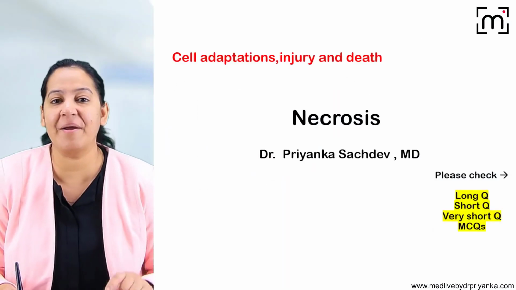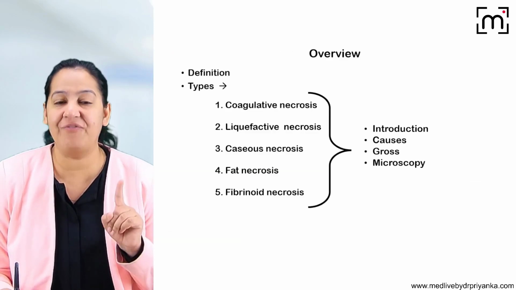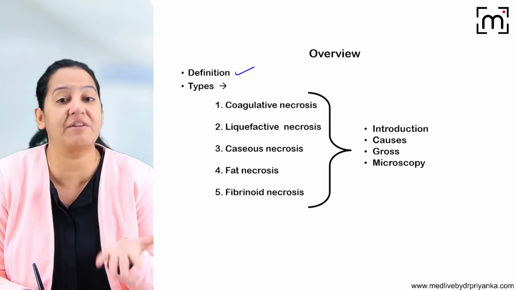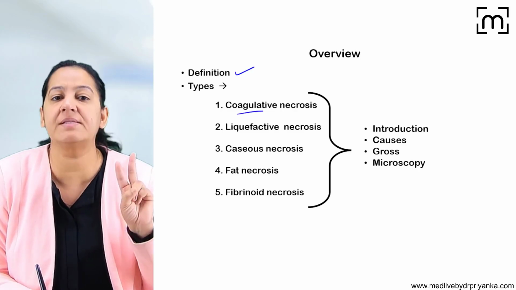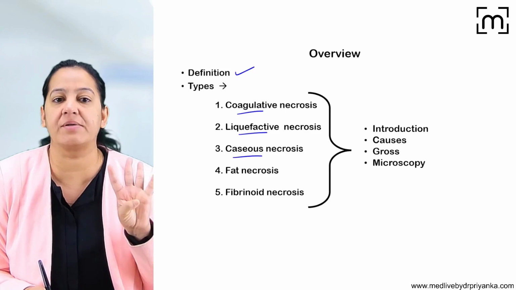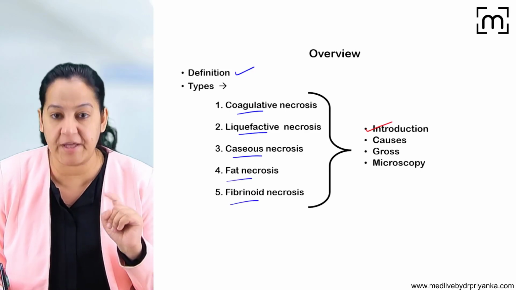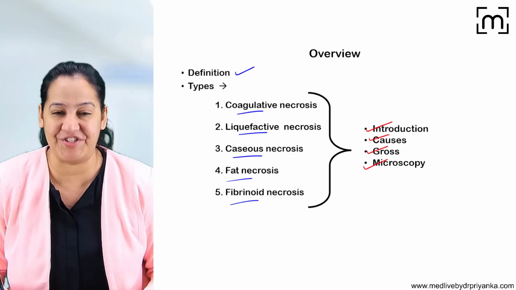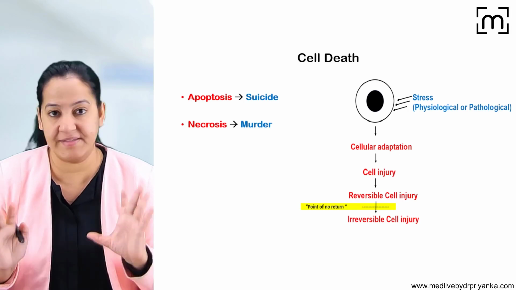So let's start the ultra important topic you all can see here, that is necrosis. First of all, I'm giving you the definition of necrosis. You should understand what is necrosis, define it, and then tell me the 5 types of necrosis, that is coagulative necrosis, liquefactive necrosis, caseous necrosis, fat necrosis and fibrinoid necrosis. You have to tell me the introduction of each of them, the causes of each of them, the gross of each of them and the microscopy of each of them. So let's start it. Before starting the necrosis, there is an introduction.